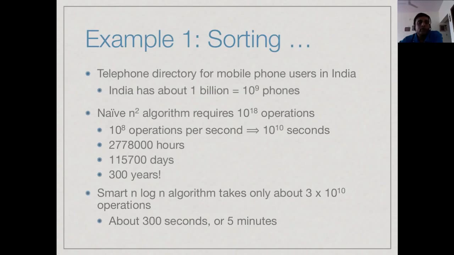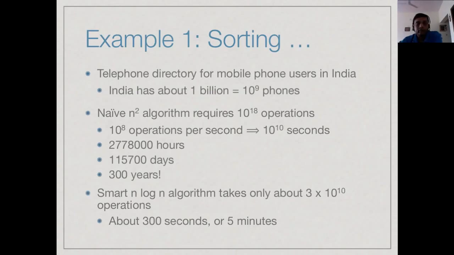So consider the problem of compiling a sorted list of all the mobile subscribers across the country. It so turns out that India has about 1 billion, that is 10 to the 9, mobile subscribers. This includes data cards, phones, various things, but these are all people who are registered with some telecom operator and own a SIM card. So this is the number of SIM cards which are in active use in India today.